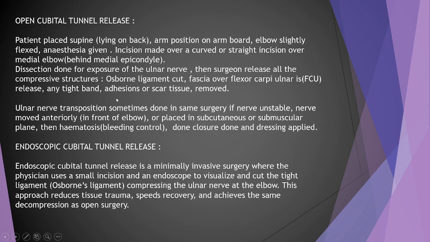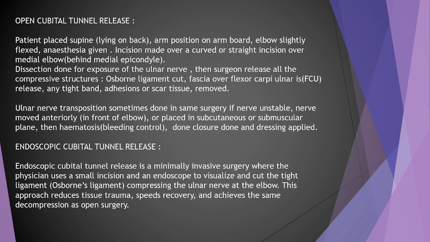Dissection will be done for the exposure of the ulnar nerve. When the ulnar nerve is exposed, the surgeon releases the compressive structures: the Osborne ligament is cut, the fascia over the flexor carpi ulnaris is released, and the tight bands, adhesions and scar tissue are removed.